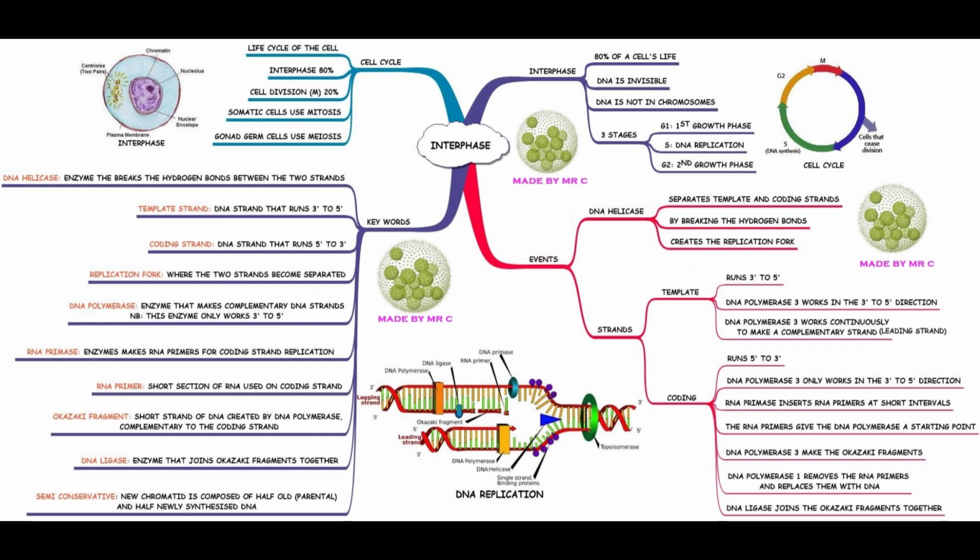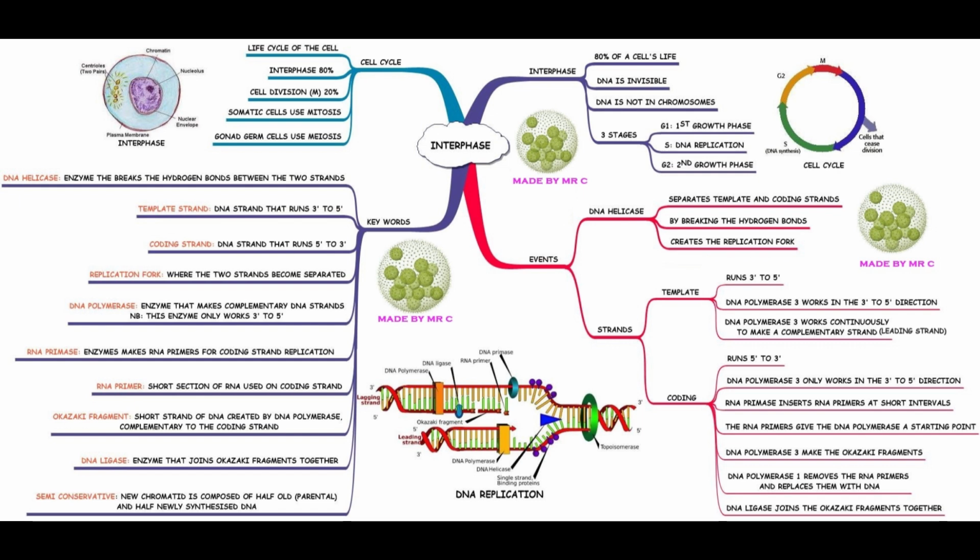DNA ligase is an enzyme that is able to join the Okazaki fragments together by creating phosphodiester bonds in the backbone of the DNA. The word semi-conservative means that each new chromatid is composed of half old DNA, which is called parental DNA, and half newly synthesized DNA.